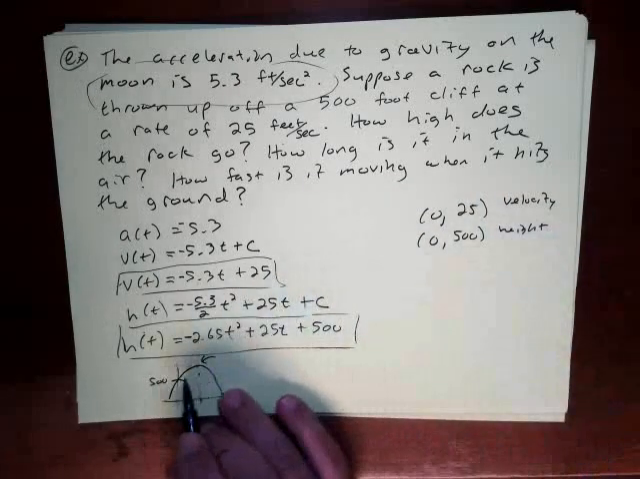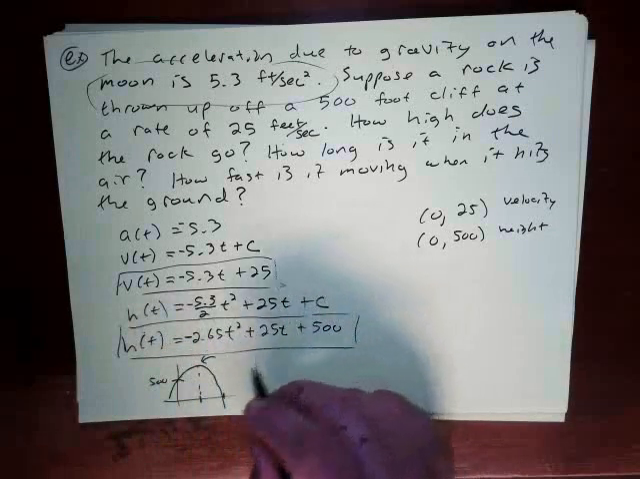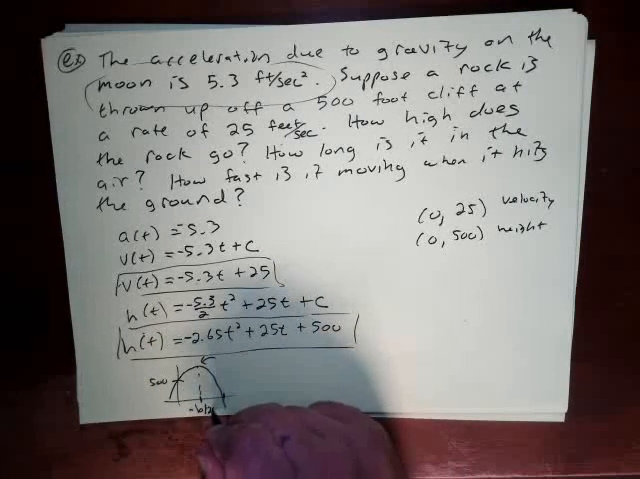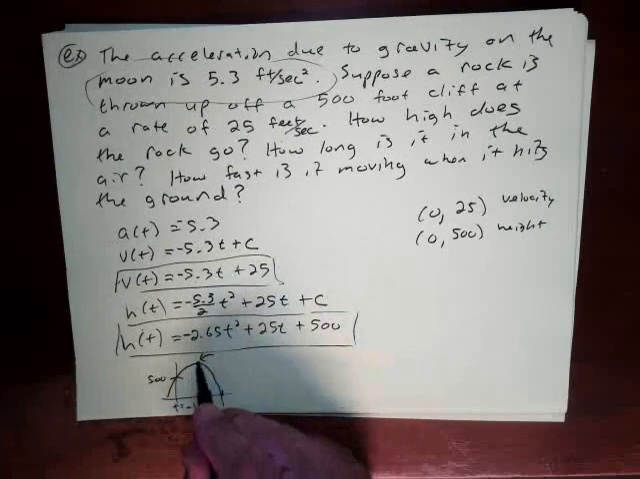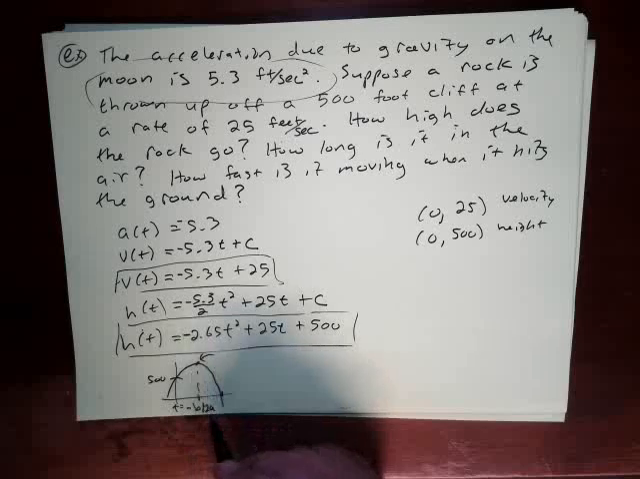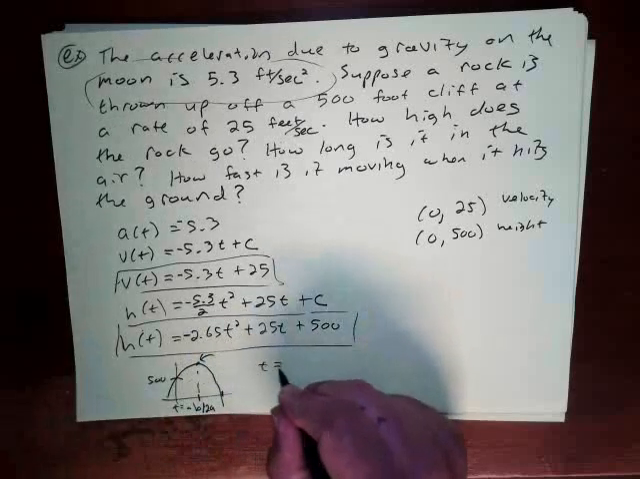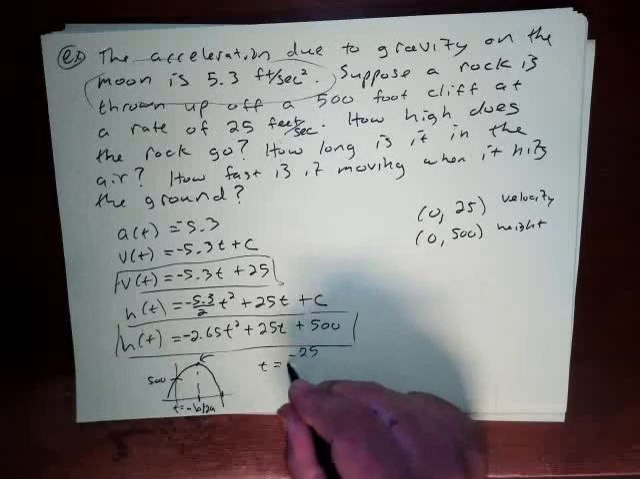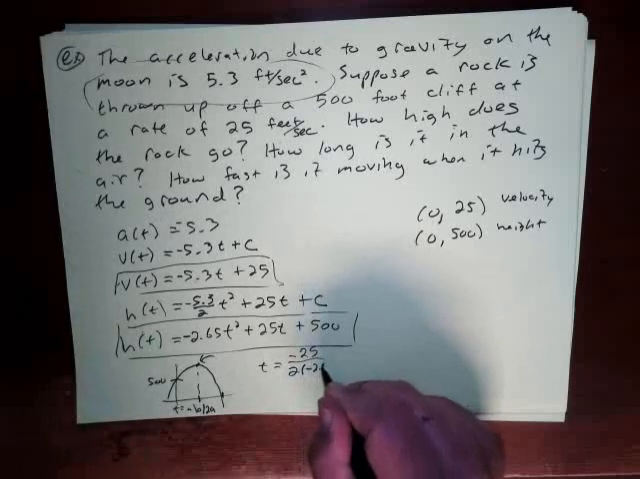So to find this maximum height, I'm going to use the fact that the t value of the vertex here is the opposite of b over 2a, and then the height would be plugging that value into here. So this would be the opposite of 25 over 2 times a, which would be negative 2.65.